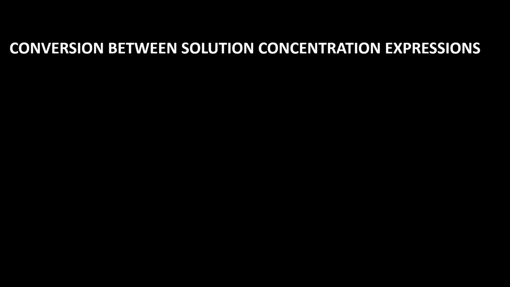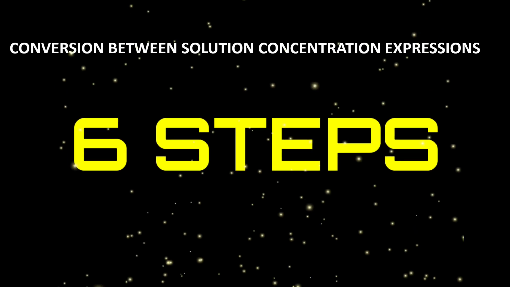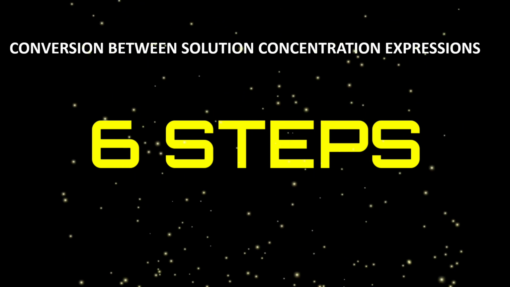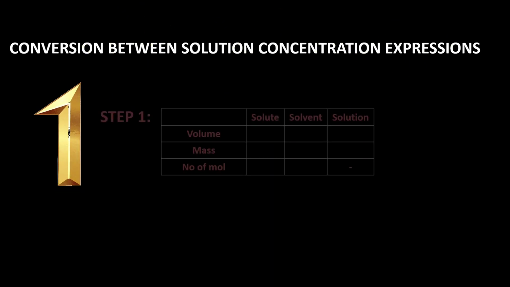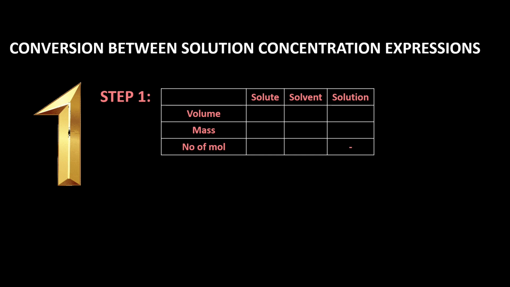So to do conversions between solution concentration expressions, basically there are 6 steps to follow. Step number 1 is to construct a table with columns for solute, solvent and solution, and rows for volume, mass and number of moles.